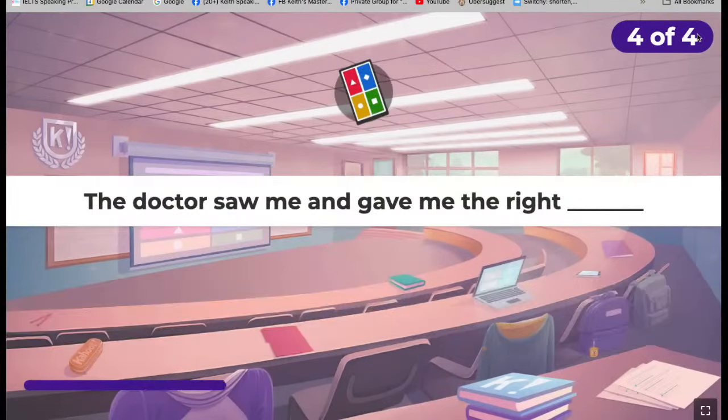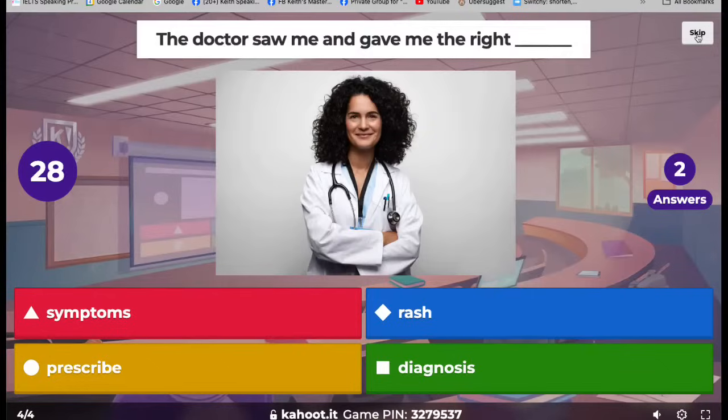Number 4. The doctor saw me and gave me the right blank. Symptoms, rash, prescribe, or diagnosis.